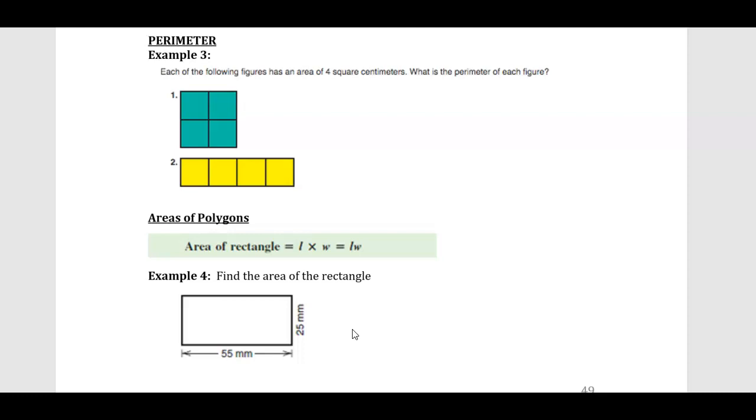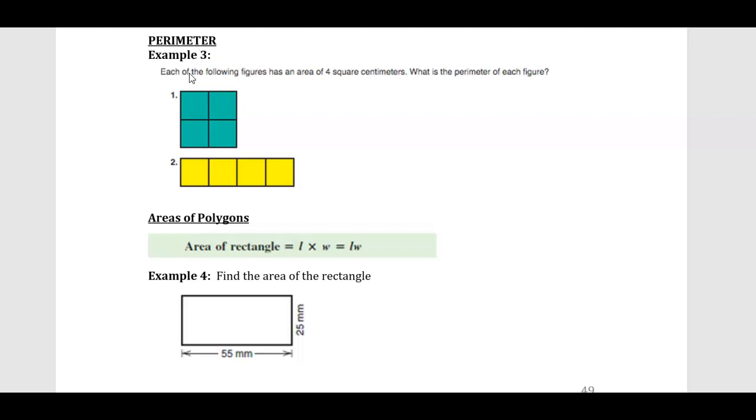Okay, so let's look at example 3 on the 11.2 notes. It's on the second page of the 11.2 notes. So this has to do with perimeter now. For example 3, we're told that each of the figures has an area of 4 square centimeters.